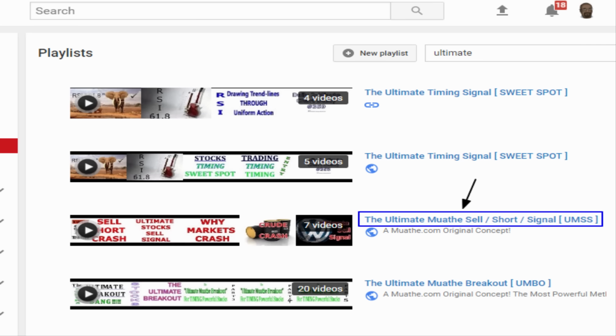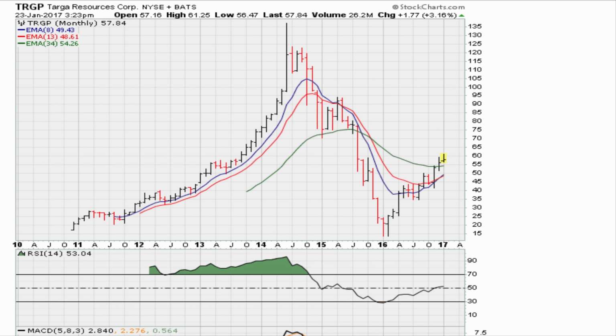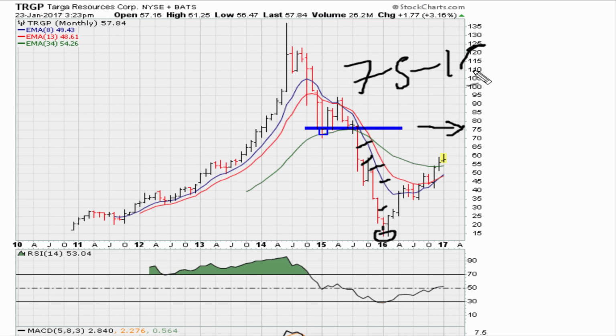Okay, so after that break, the stock goes on to break support at about $75 here. Subsequently it goes on to trade as low as $14-15 in the following months, about 7 months, from 75 to 15 after it met the ultimate sell signal.